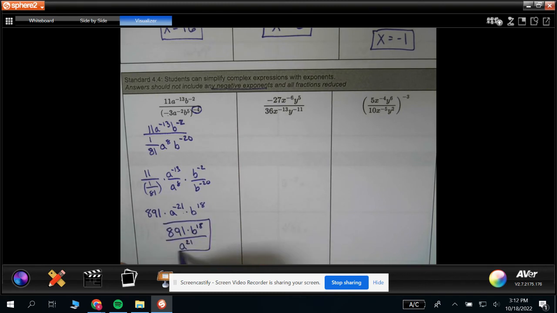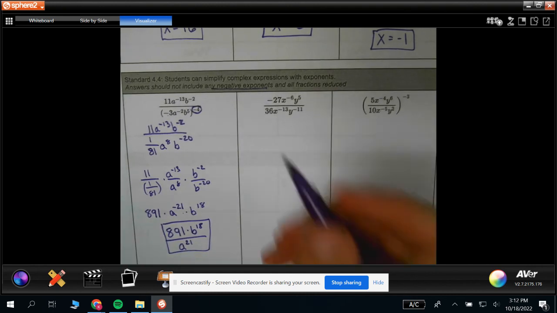There are different ways to simplify this. This is simply one way to do it. Okay? Different roads to get to the same place. All right, let's look at the next one.